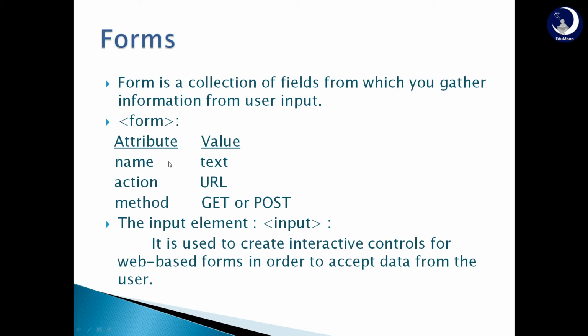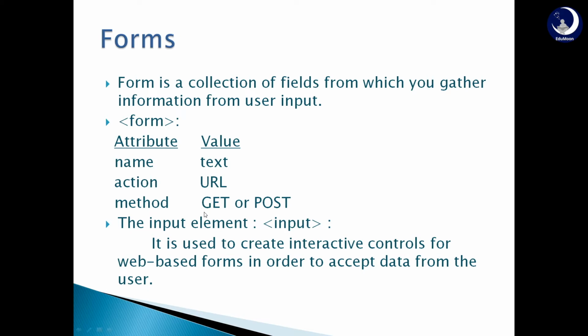It has attributes: name, action, method. Name allows you to create or give a name to a form. Action allows you to specify the URL or path of a document or file to which you want to redirect from the current page after submitting the form details.